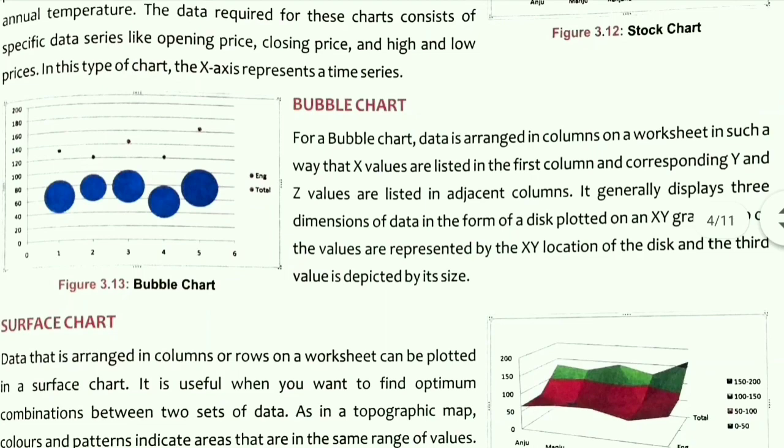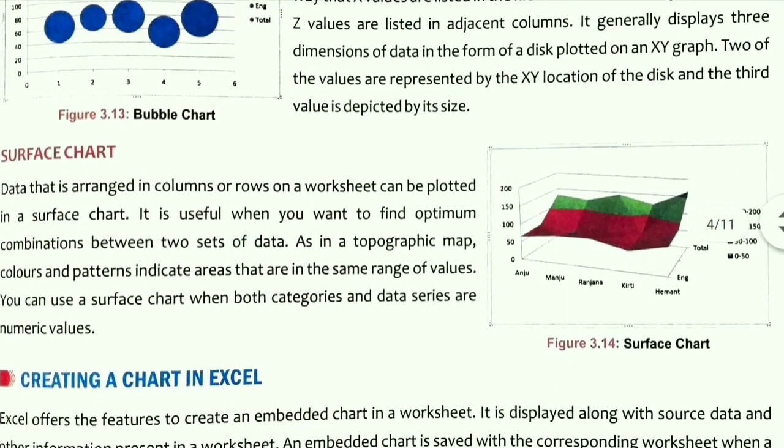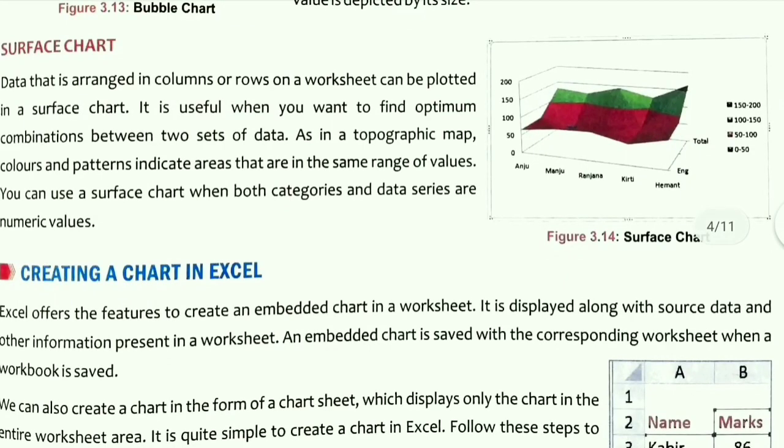The next one is bubble chart. For a bubble chart, data is arranged in column on a worksheet in such a way that x values are listed in the first column and corresponding y and z values are listed in adjacent columns. It generally displays three dimensions of data in the form of a disk plotted on the xy graph. Two of the values are represented by the xy location of the disk and the third value is depicted by its size.